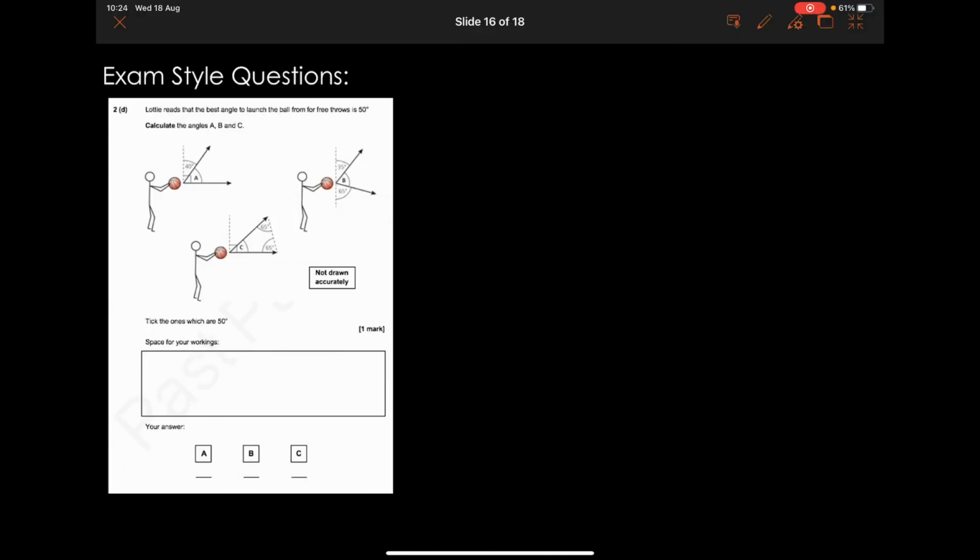Right then, last one. This one says that Lottie reads that the best angle to launch a ball from a free throw is 50 degrees. It says calculate the angles A, B and C. So obviously you don't have to calculate all the angles A, B and C, because the question, oh actually we do, because it says down here, so you must have some more marks for this. I'm going to put 2 marks down here because they wouldn't ask you to do all of that. Let's work out angle A first. If you'd like to pause the video, please go ahead and press play for the answer.